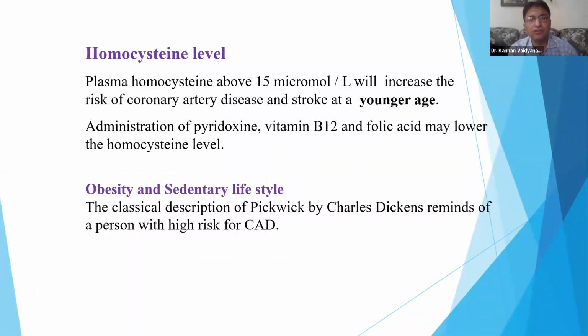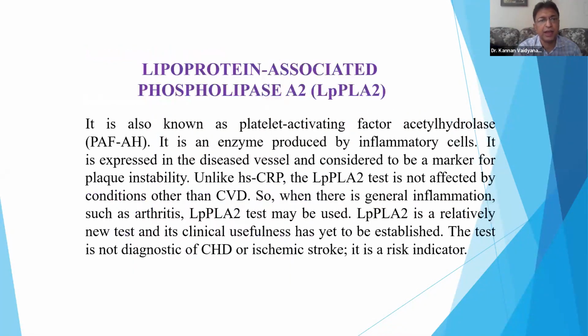Now, homocysteine was used in the earlier years. A plasma homocysteine above 15 microgram will increase the risk of cardiac coronary artery disease as well as stroke. Even today, it is used to some extent in stroke, but in cardiac disease, I don't know how many cardiologists are still favoring homocysteine. Very few only are favoring the use of homocysteine for cardiovascular diseases. And administration of pyridoxine, vitamin B12, and folic acid may lower the homocysteine level. And then other risk factors include obesity and sedentary lifestyle.